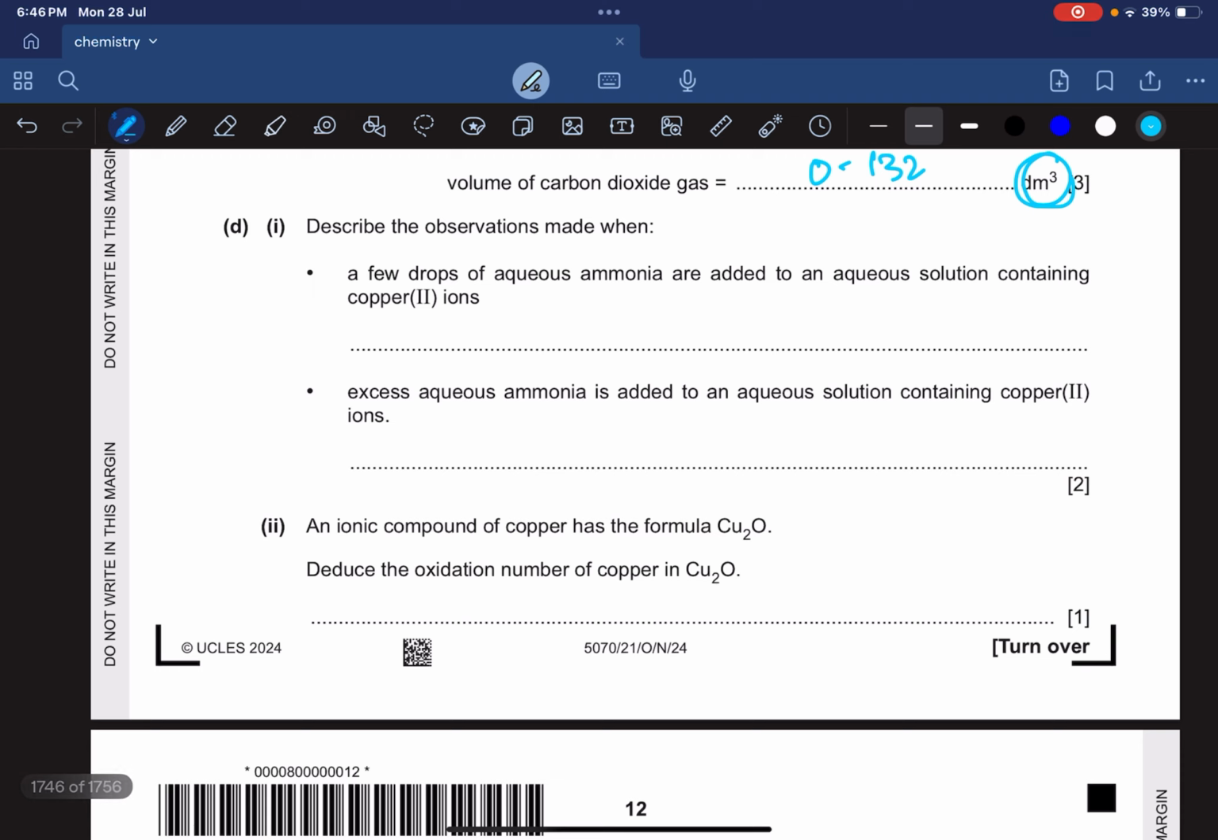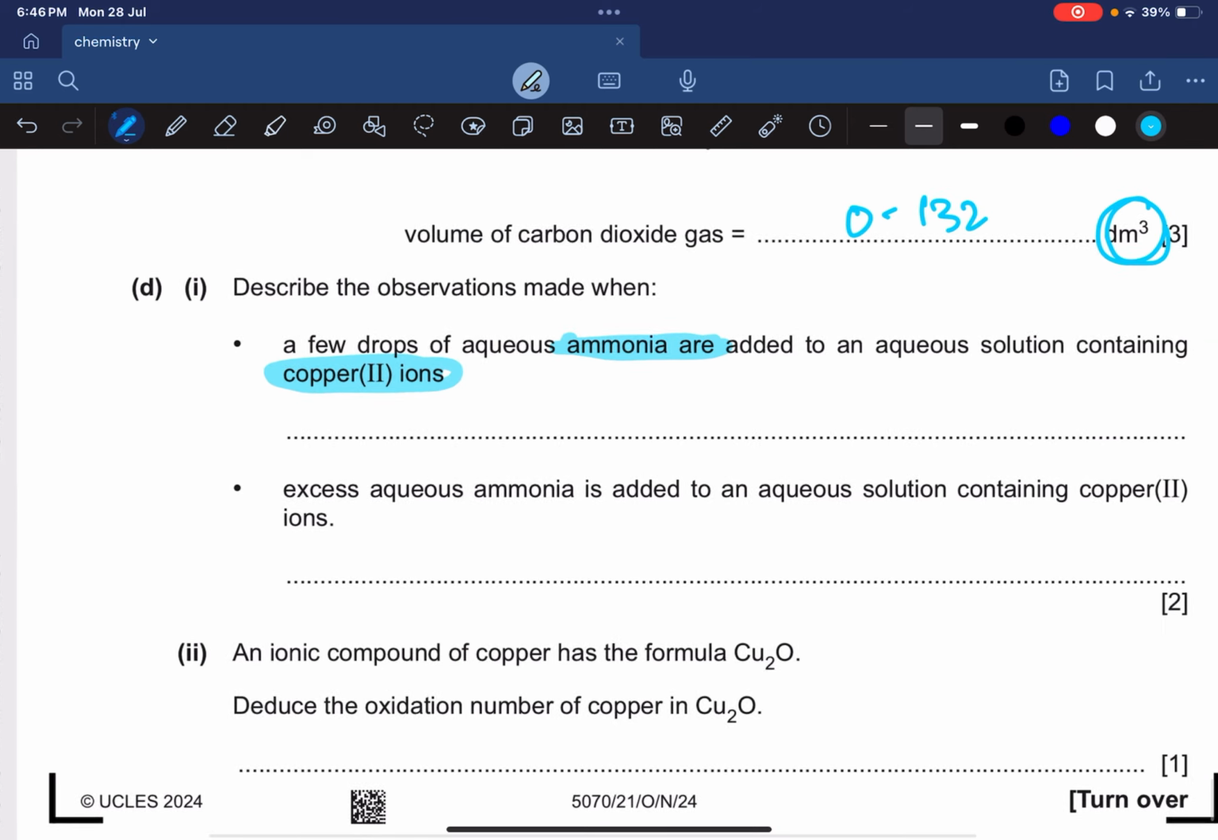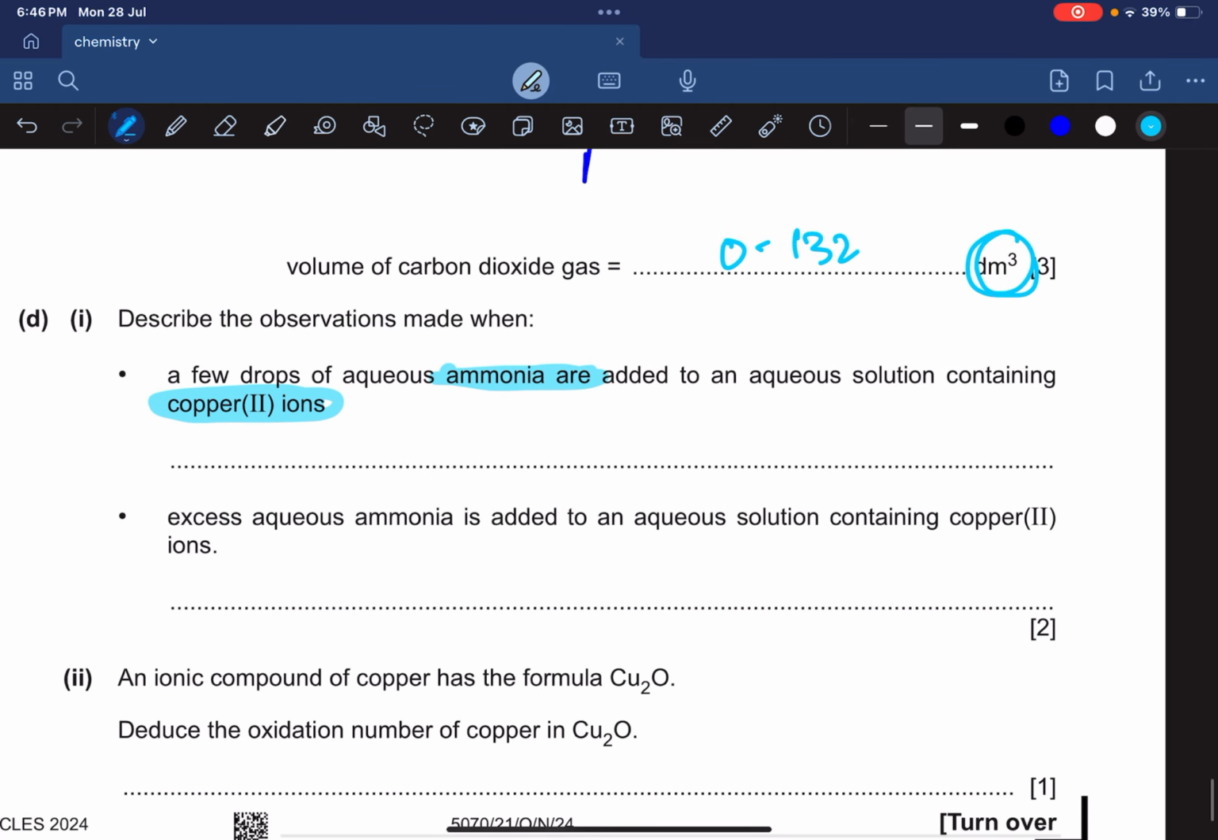A few drops of aqueous ammonia, which is an alkali, are added to an aqueous solution containing copper ions. Ammonia, which is NH3, and copper 2 plus ions, Cu2+. I hope you get this. Now you are adding an alkaline ammonia to a solution which has copper 2 plus ions, and you have to write the observation.